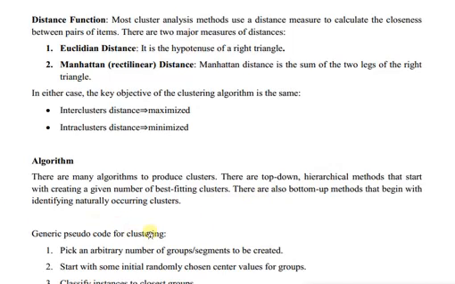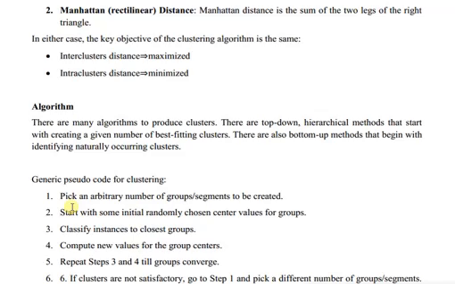So the general approach for clustering is, we pick an arbitrary number of groups or segments to be created. First we guess how many clusters are to be created for the given data. Next we start with some initial random guess, that is, we choose central values for the groups. Then we classify instances to the closest group: based on these central values we see which data points are close to them, and map all the data points to the nearest central values. Then we compute new values for the centers. Next we repeat steps 3 and 4 till the groups converge.